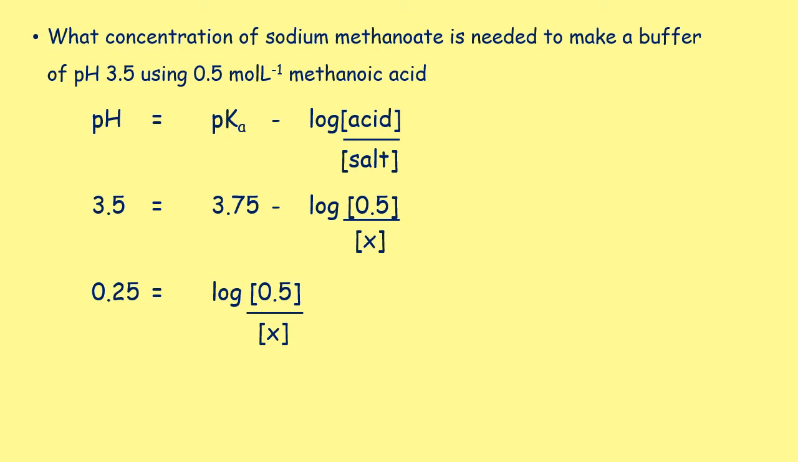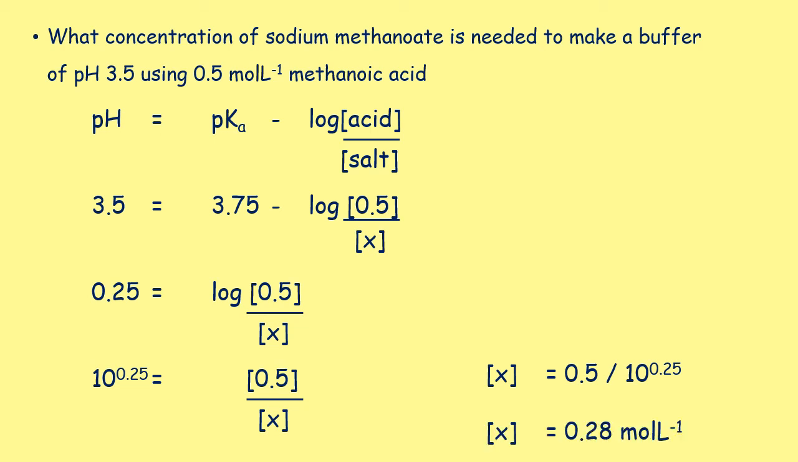We need to do the anti-log, so 10 to the power of 0.25 equals 0.5 divided by x, and then we can solve for x. X equals 0.5 divided by 10 to the power of 0.25, which equals 0.2 moles per litre. That answer has been rounded to 2 decimal places.